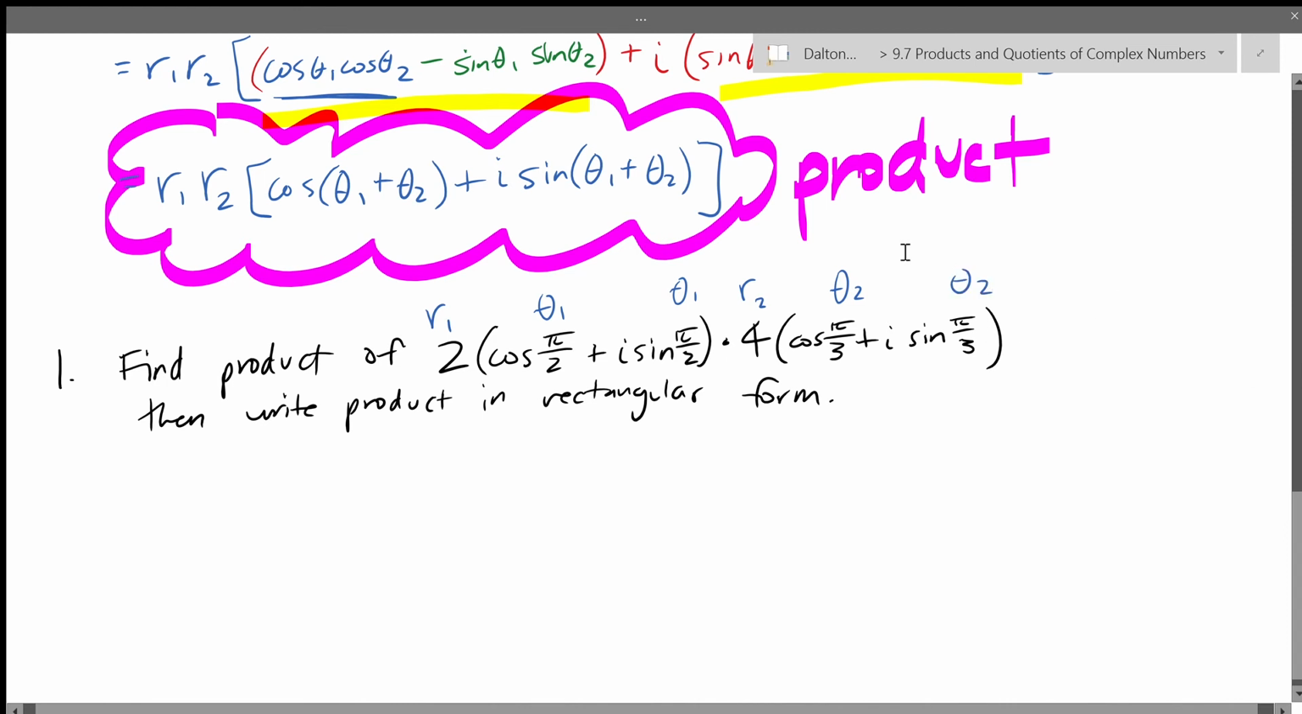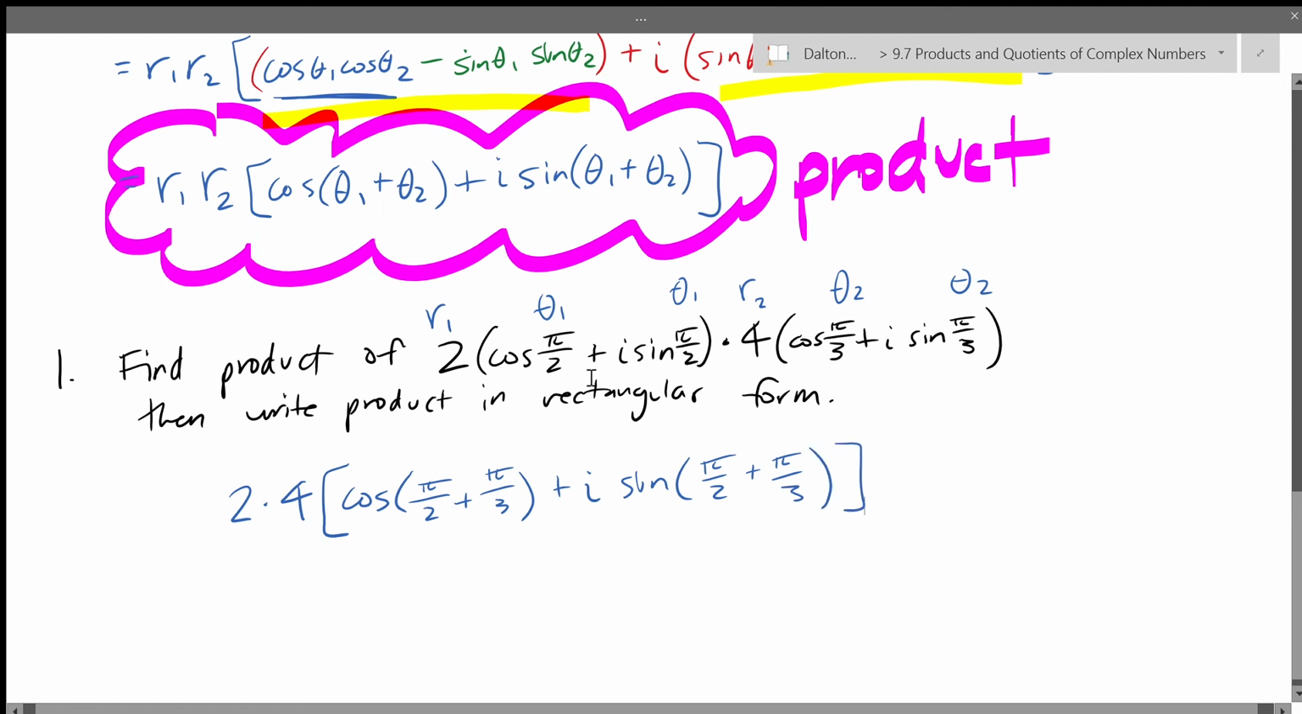So then if we have these variables, we're going to be plugging those into this product form. When we do that, we get 2 times 4 times the cosine of theta sub 1 plus theta sub 2. That for us is going to be pi over 2 plus pi over 3, plus i times the sine of pi over 2 plus pi over 3. So all I did was substitute in the values for the r's and thetas into the equation.